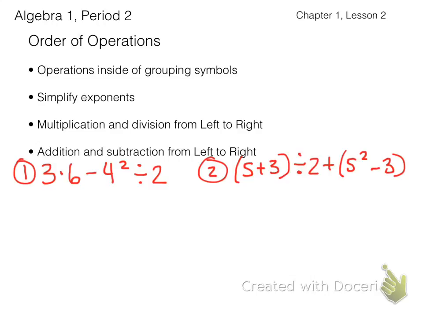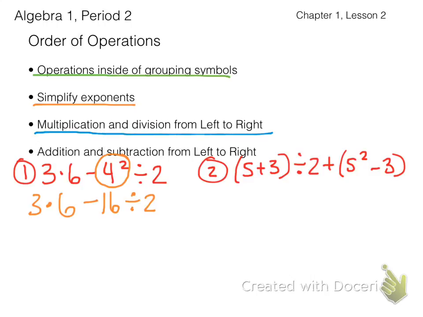Now on to your crash course in order of operations. You will be doing exponents in your order of operations, so make sure you keep up on that. The first thing we need to do is look for grouping symbols. In the first example problem, there is no grouping symbol, so we can move on to the next one, which is simplifying exponents. Well, I do have an exponent there. So I'm going to have 3 times 6 minus 4 to the second power, which means 4 times 4, which is 16, divided by 2. Next up, I need to do division and multiplication from left to right.